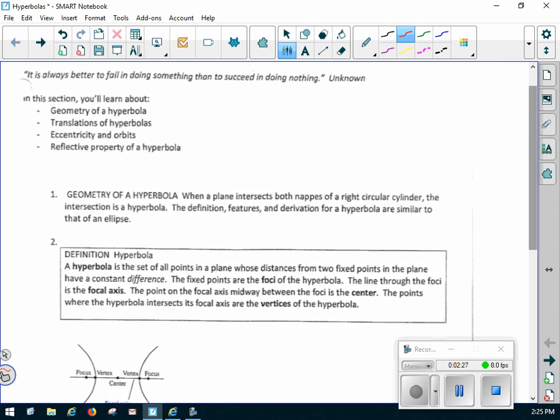Now, there is a lot of stuff that you can learn about hyperbolas. Shh, we are not going to worry about all of it. There are radar systems that work on a hyperbolic pattern. We're not going to worry about it. What we're going to talk about is the geometry of a hyperbola, translations. We are not going to talk much at all, just a tiny bit about the eccentricity in orbits and the reflective property. We're really just going to read a little bit about those last two things, just to get you a little bit of background.